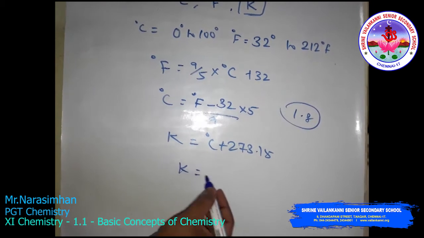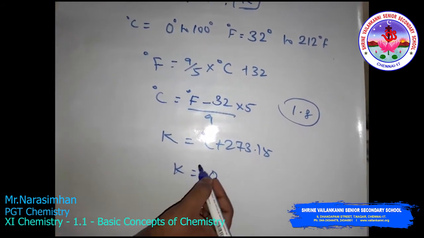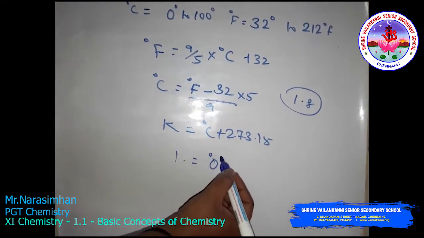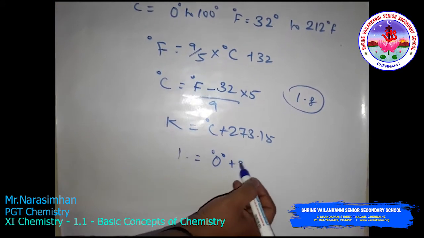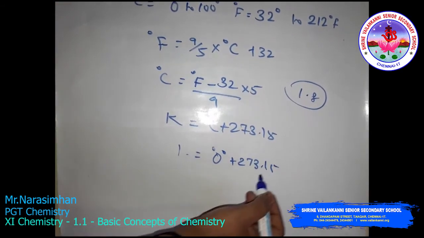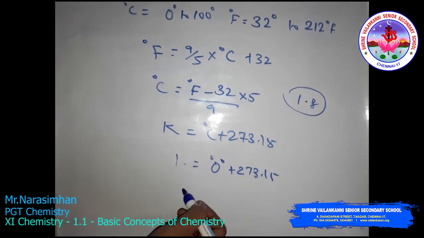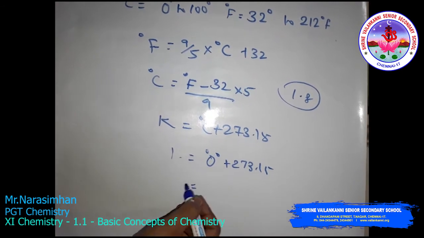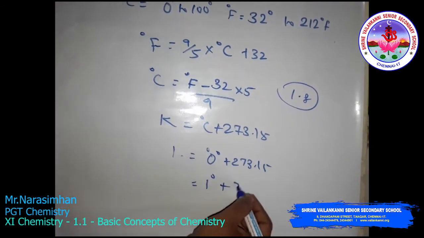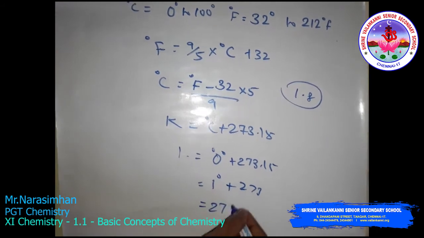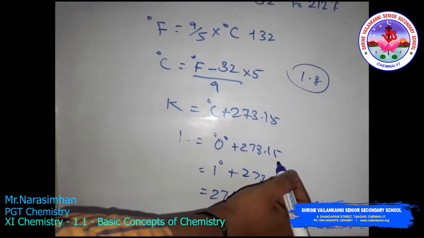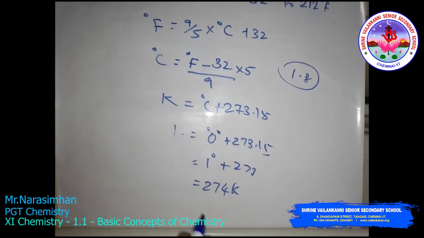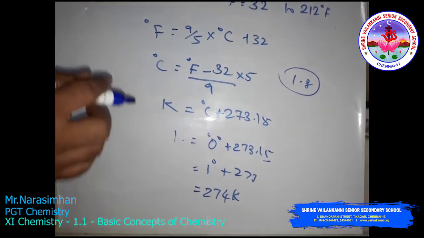Simply, 0 degree Celsius in Kelvin is degree Celsius plus 273.15, approximately 273. So 0 degree Celsius is 273 Kelvin, and 1 degree is 274 Kelvin. This is approximate; for accuracy you have to add 0.15.